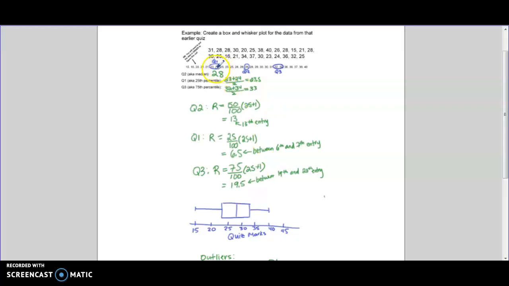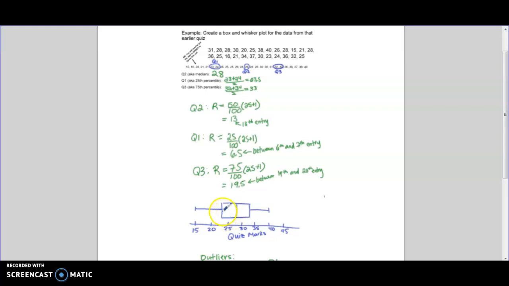Okay, so again, we figured out the median up here. Median was 28, so I'm going to be somewhere between 25 and 30. So right around there is going to be 28, and then I draw my vertical line in the rectangle to represent Q2. So the box part of the box and whisker plot is done.